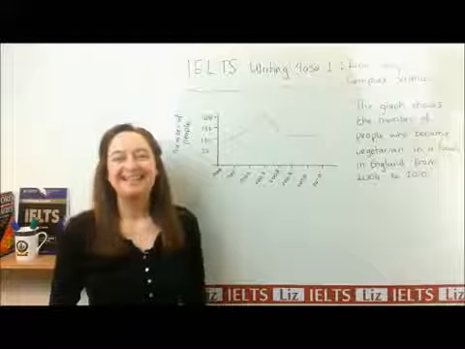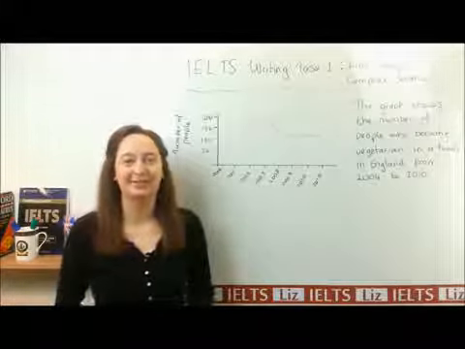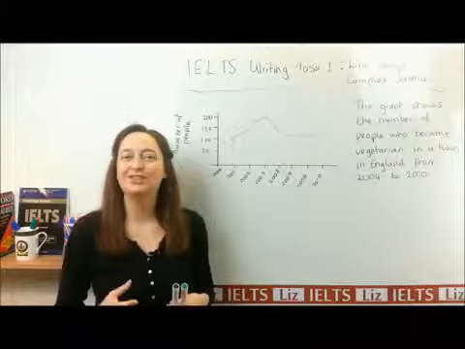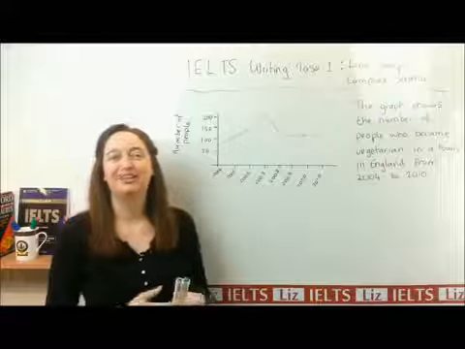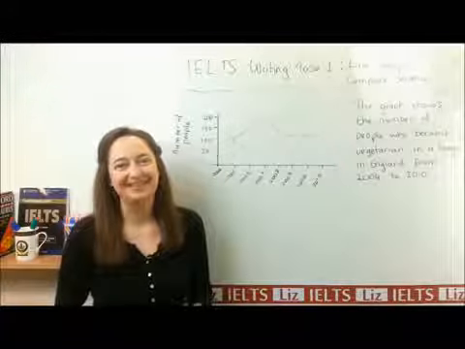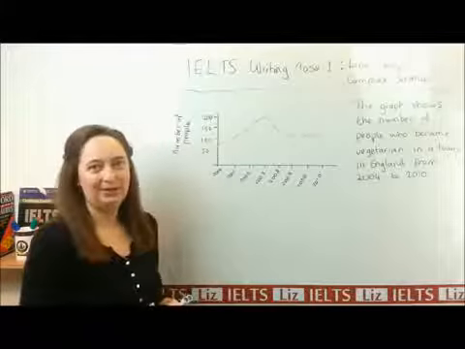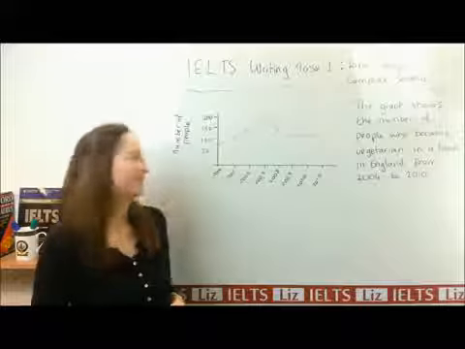Hello. In this lesson, I'm going to show you how to write a complex sentence for a line graph. And I'm going to show you that it's not so difficult. You can easily write a long sentence with at least 25 words in it. Now, this is the line graph we're going to use. This is typical for IELTS writing task 1.